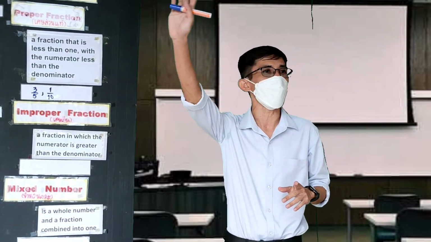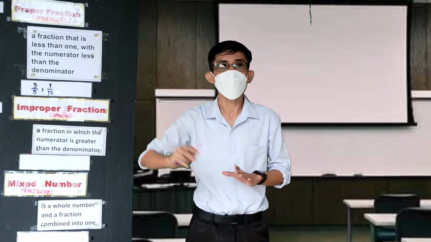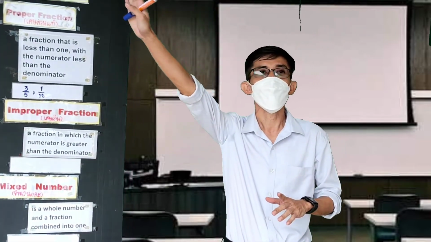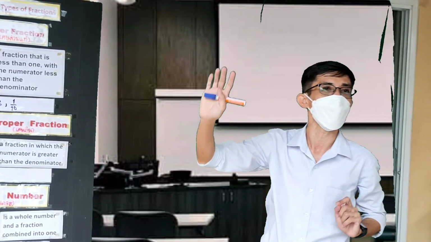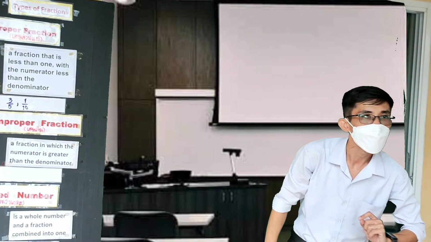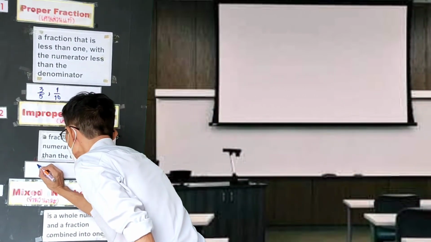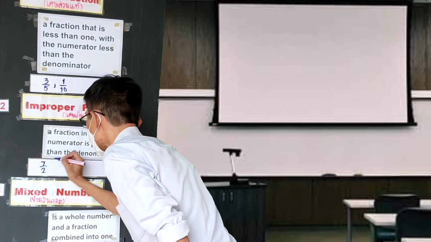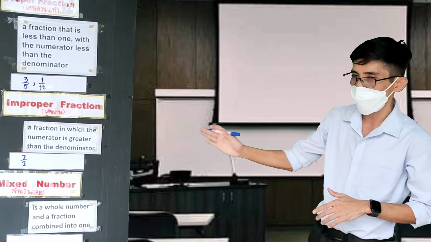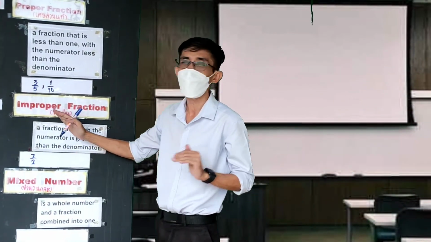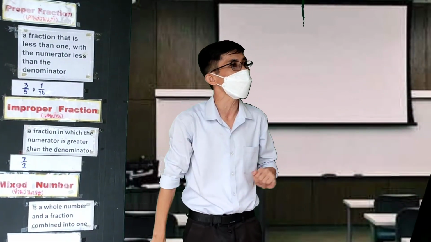Who can give me an example? Anyone in this class? Okay, may I call on Vanessa? Vanessa, what is your answer? 7 over 2? Okay. Look at this: 7 over 2, or 7 halves. Is this an example of an improper fraction? Yes or no?